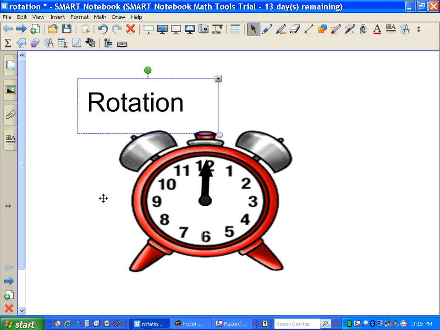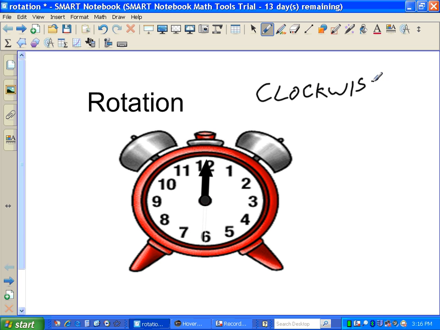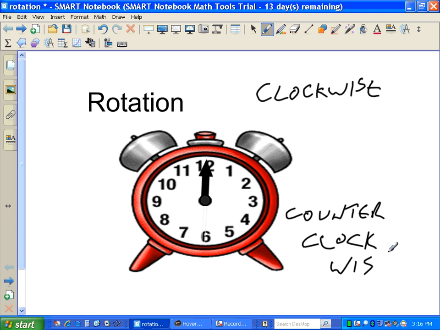Rotating objects. So you'll notice a clock, because the clock is sort of a key element as we look at rotation. We need to be able to distinguish which way we're rotating. Typically we refer to that using the notations of clockwise or counterclockwise. Clockwise would typically denote CW, and counterclockwise CCW.